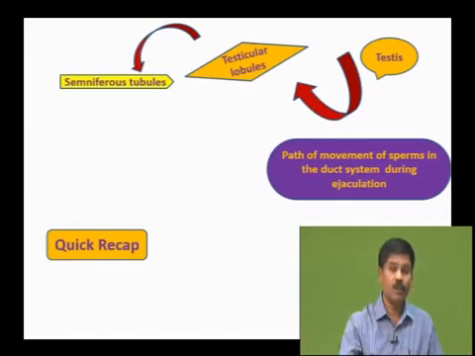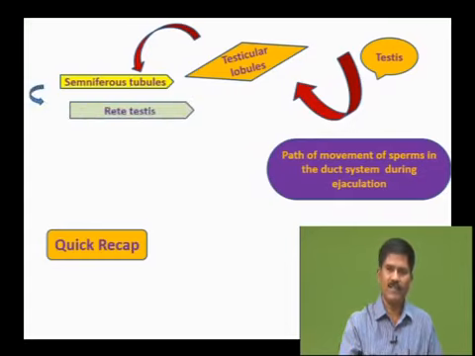So the seminiferous tubules of the testis open into a network. That network is called the rete testis.